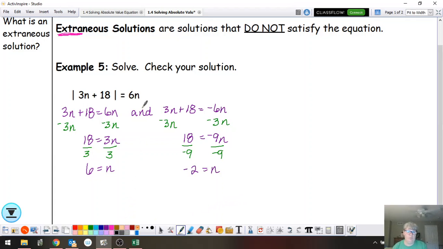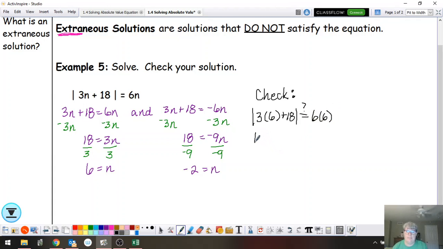So now we need to check. It's very important you check, especially when it's set equal to an expression that has a variable. So let's check our work. Does the absolute value of 3 times 6 plus 18 equal 6 times 6? I'm checking this with the original equation. I'm not checking with the 2 equations I wrote to solve it, but the very original.